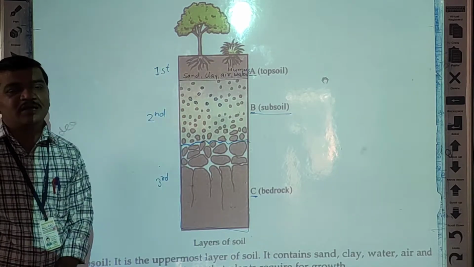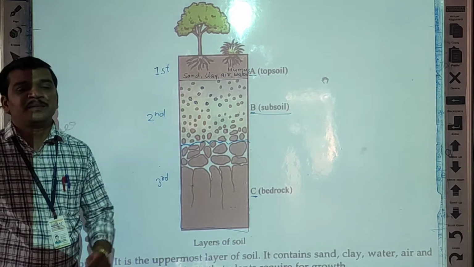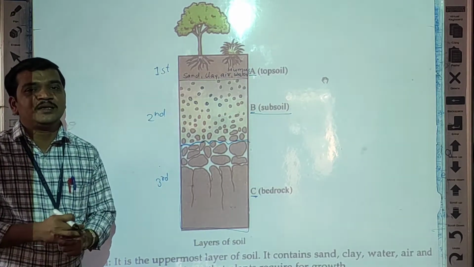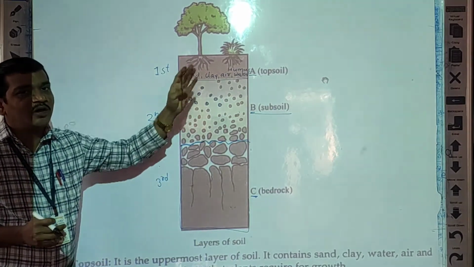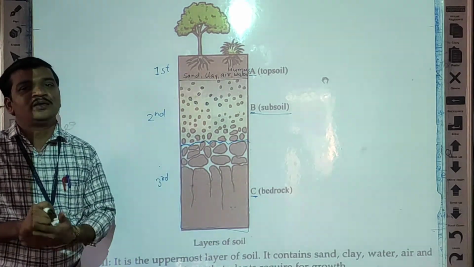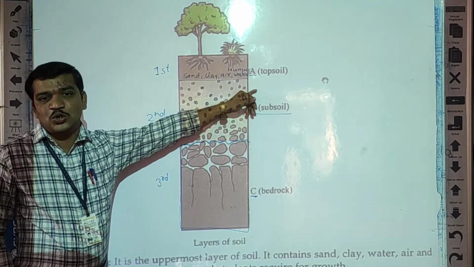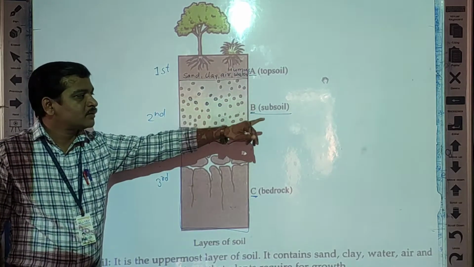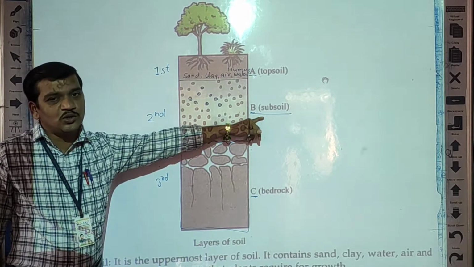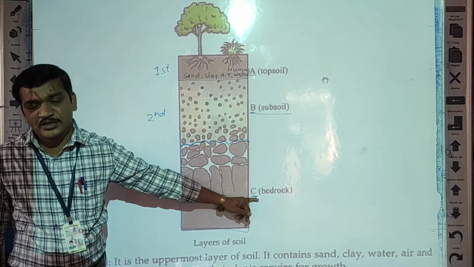Now see what we have learned. There are three layers of soil. First layer is called the topsoil. Second layer is called subsoil, and third layer is called bedrock. So topsoil is also called A horizon, subsoil is also called B horizon, and bedrock is also called C horizon.